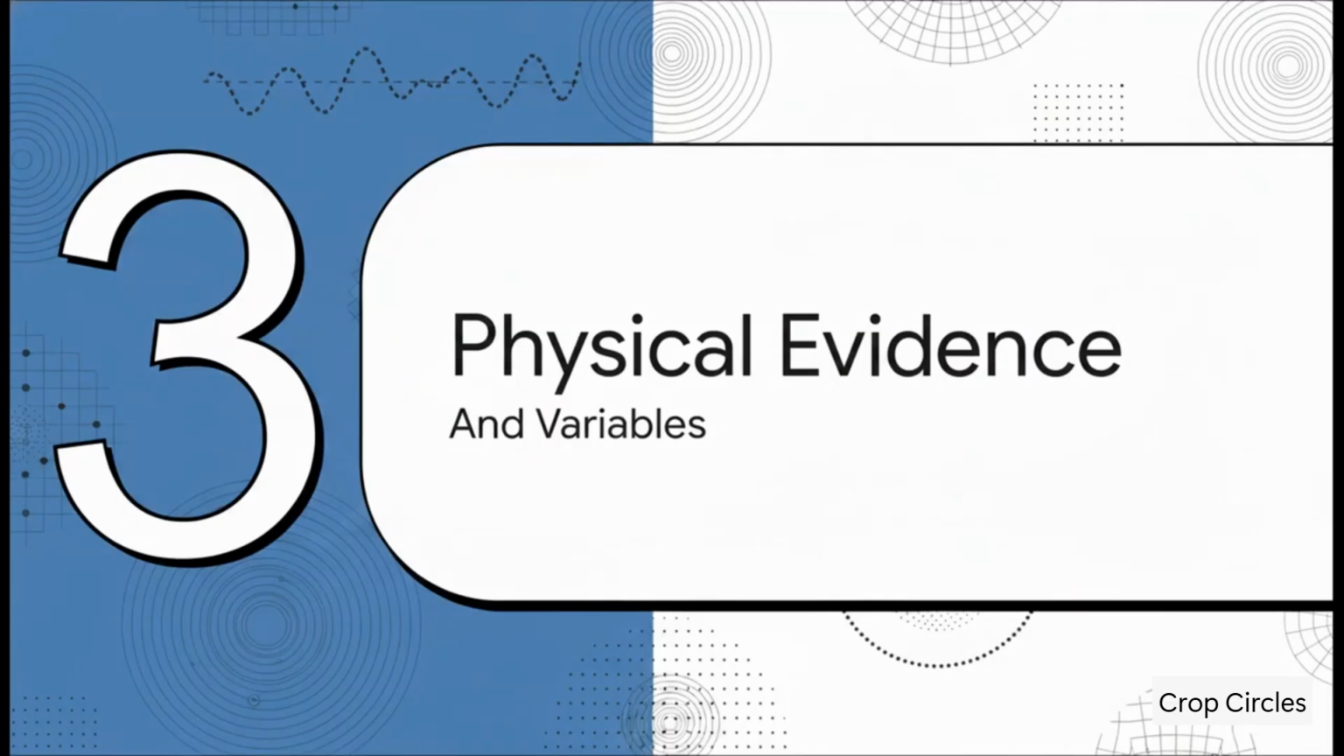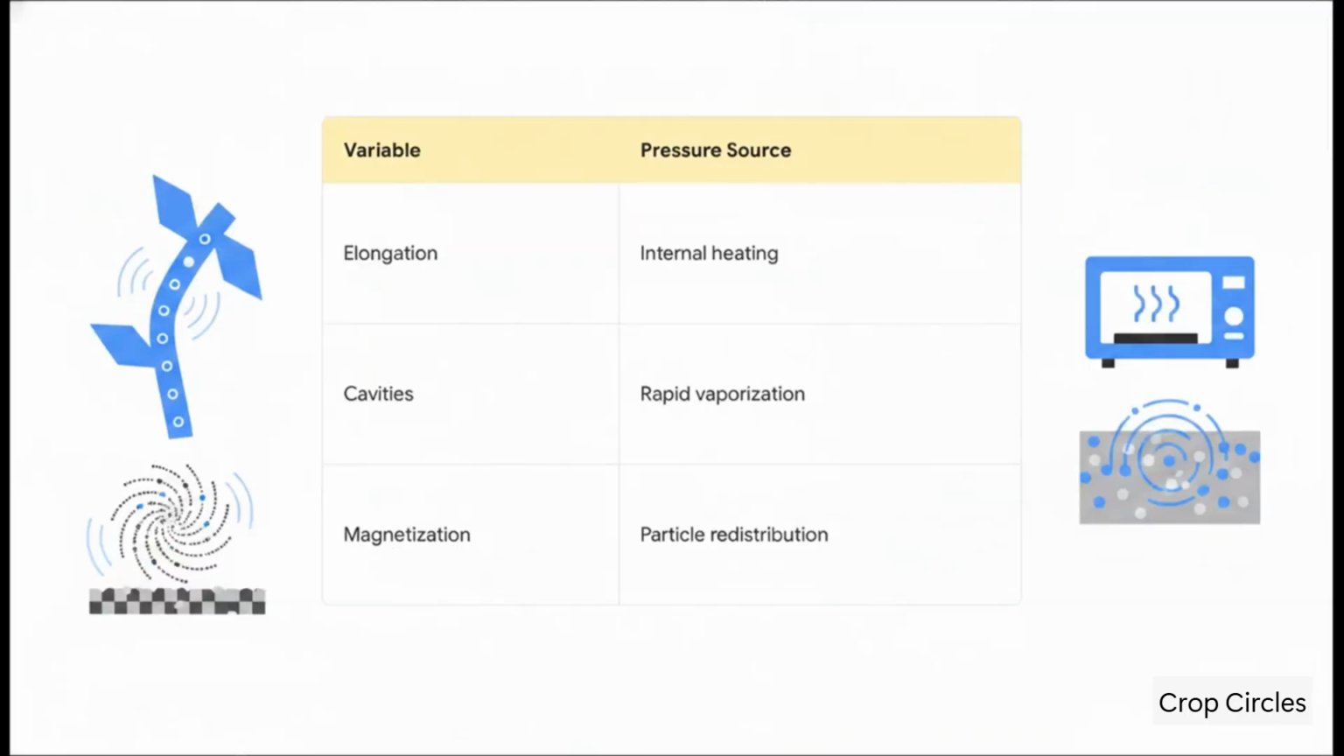Section 3. Physical evidence and variables. So, if invisible energy fields are the culprits here, what exactly are they leaving behind? When you get right down into the dirt and look at the crops, you see plant node elongation and expulsion cavities. Now, imagine popping a wet sponge into a microwave. The water inside heats up instantly, turns to steam, and expands outward, right? That is exactly what's happening to the moisture inside these stalks. It causes them to soften and bend instead of just snapping in half.